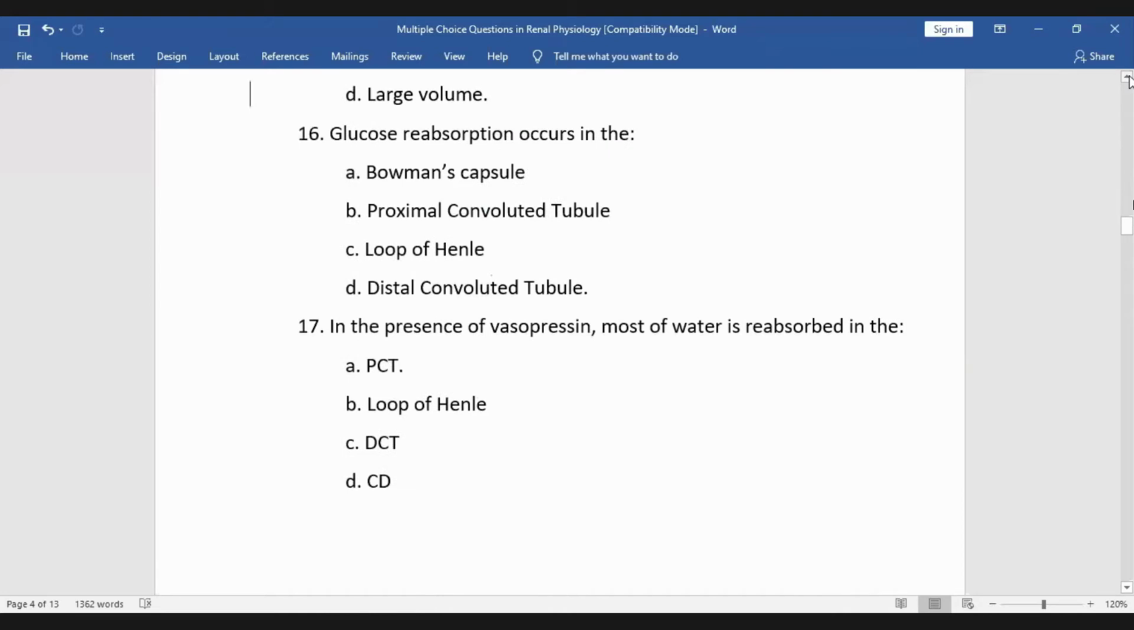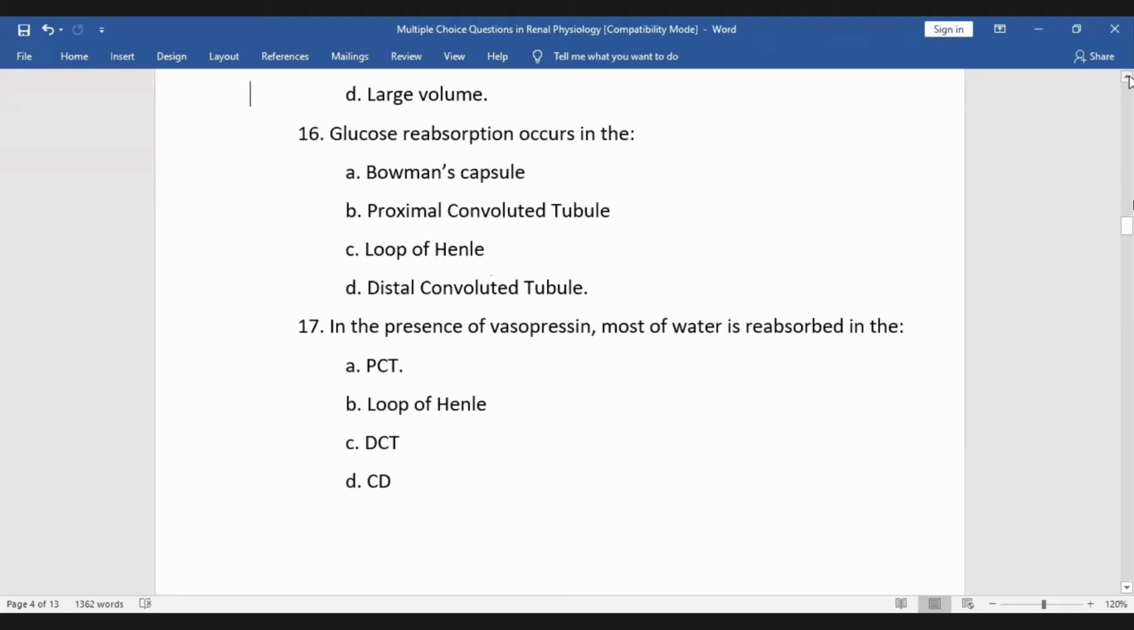Yes. Glucose reabsorption occurs in the Bowman's capsule? No, nothing is absorbed in the Bowman's capsule. Proximal convoluted tubule, the correct answer. The loop of Henle, no, because glucose is absorbed only in the proximal tubule. And how is it absorbed?